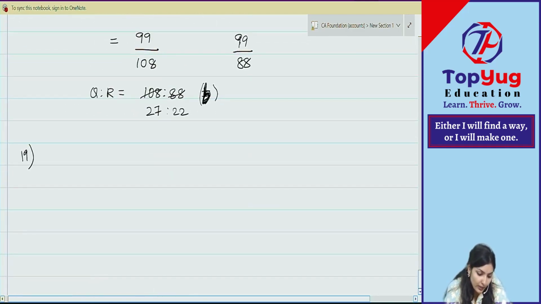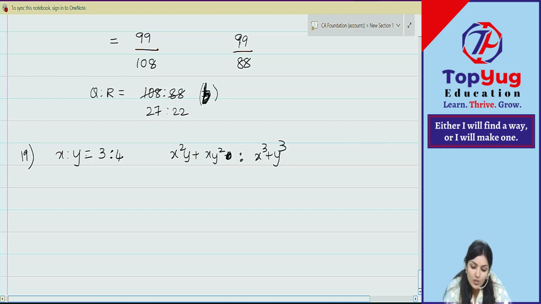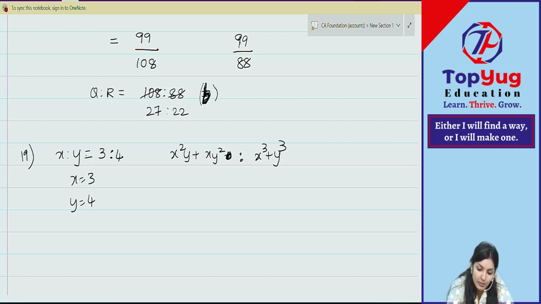Now 19th one. X is to Y is 3 is to 4. They are asking you to find x square y plus x y square, is to x cube plus y cube. So x is 3, y is 4. Substitute and tell me the answer quick.